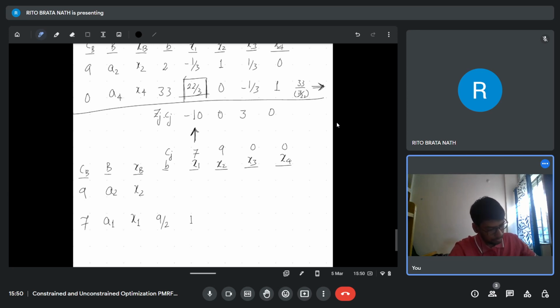Next one will be 1. Next one will be 0. Next it will be minus 1 by 22. And finally it will be 3 by 22. And now what you can do is divide this row by 22 and add it up to the first one. So that will be 2 plus 3 by 2. So that's 7 by 2. This one will be 0. There's 1. So that will remain as 1. Next one will be 1 by 22.